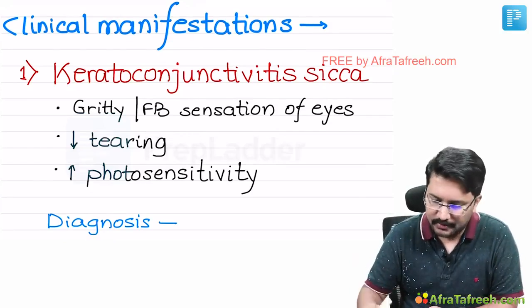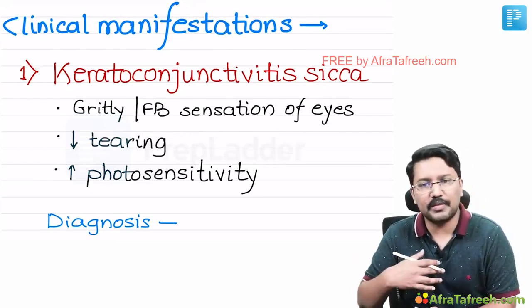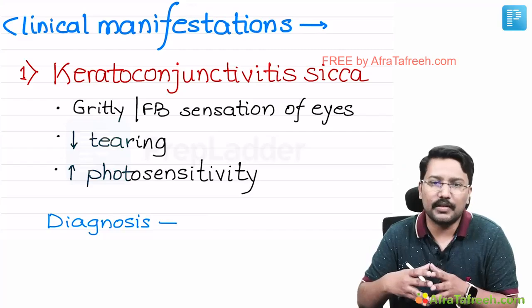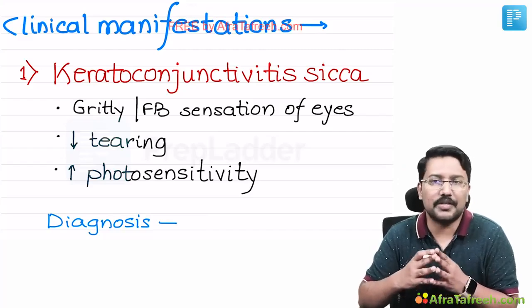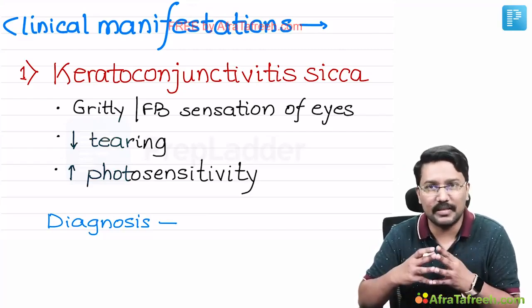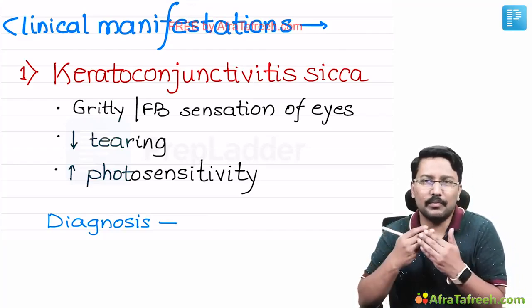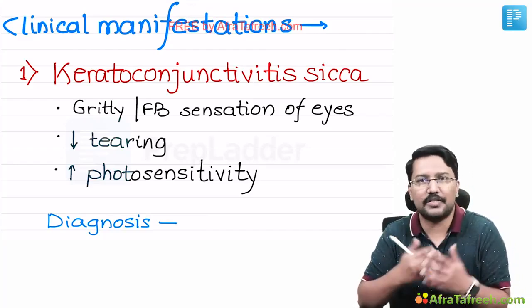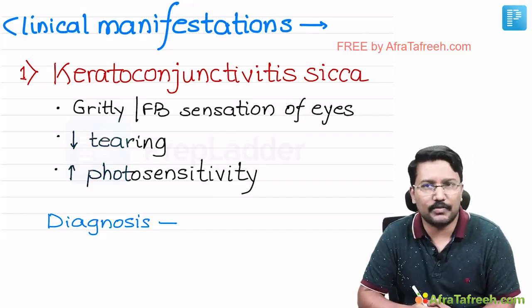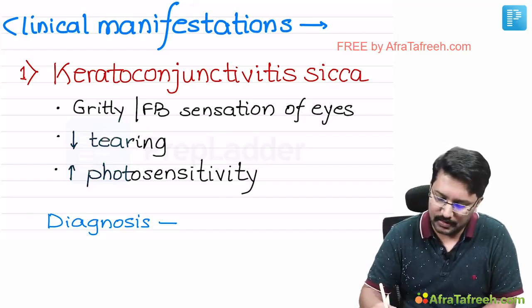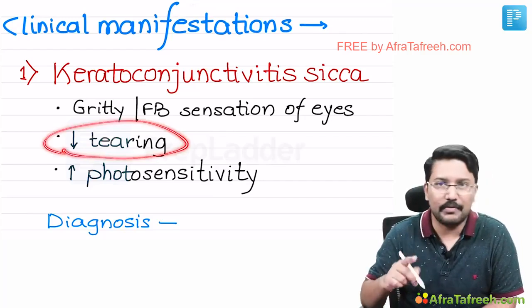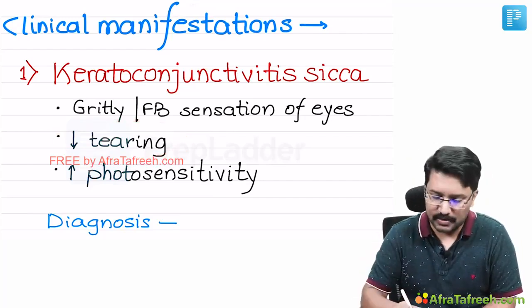Okay, keratoconjunctivitis sicca. How do these patients present? The patient's presentation is usually in the form of gritty or foreign body sensation in the eyes. And because there is decreased tear production, they feel that there is some gritty sensation or a sandpaper-like sensation behind their eyelids. Right? That is one of the common complaints. And that is because of the decreased tear production. And very often this also makes them photosensitive.